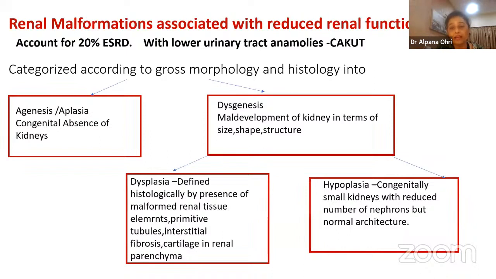According to gross morphology and histology, the renal malformations associated with reduced functioning mass can be categorized into agenesis or aplasia and dysgenesis. Agenesis refers to complete absence of the kidneys, and dysgenesis refers to maldevelopment of the kidneys in terms of size, shape, or structure. Dysgenesis can further be classified into dysplasia or hypoplasia. Dysplasia is defined histologically by the presence of malformed renal tissue elements, primitive tubules, interstitial fibrosis, and cartilage in the renal parenchyma, and hypoplasia by congenitally small kidneys with a reduced number of nephrons but with normal architecture.